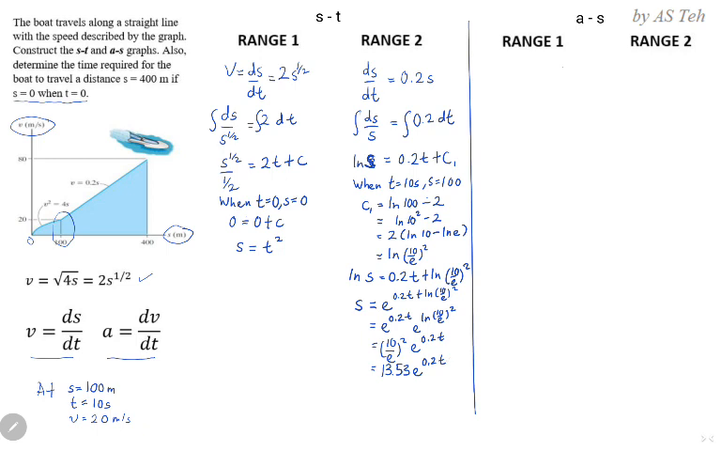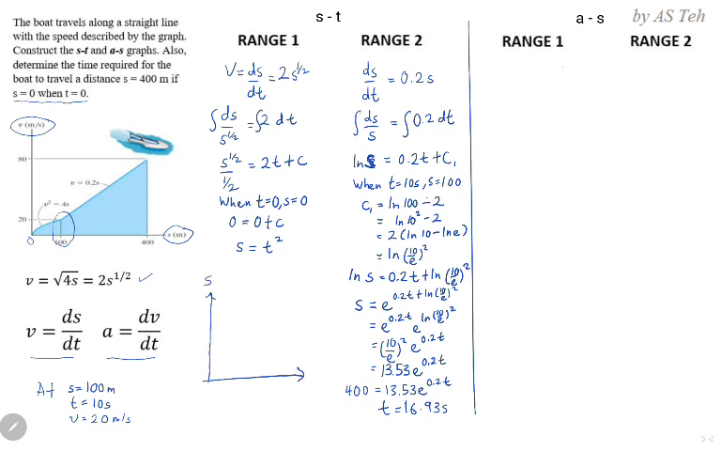Okay, in this question it's also asked that we find the time when it actually reaches the displacement of 400, and we can actually get that from this equation. So when s equals 400, we equate it to 13.53 e to the power of 0.2 t, and therefore we can find t is actually equal to 16.93 seconds. Okay, so we are required to roughly draw or sketch the s versus t graph, so let's do it here.